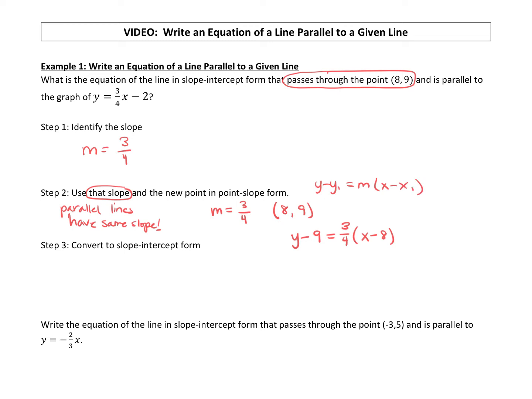All right, now that we have an equation of a line, we can work with this. Let's convert that to slope-intercept form. If you already have an equation, which we have now, you can convert it into slope-intercept form by solving for y. To solve this equation for y, we're first going to distribute the slope. So we have y minus 9 equals 3/4 times x, and then 3/4 times negative 8, that's going to be a negative 6.